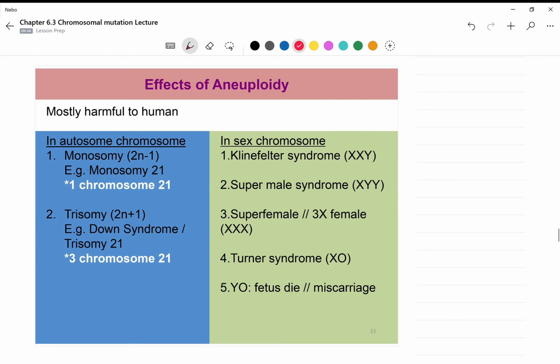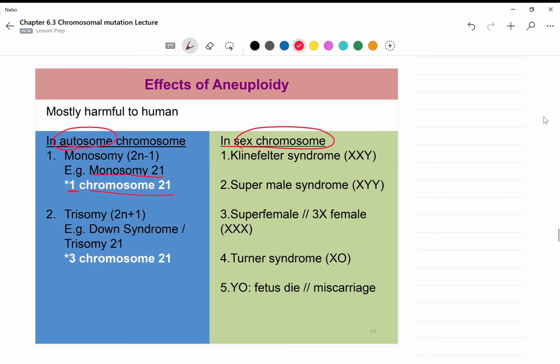Aneuploidy is very harmful to humans. We can look at the results in 2 different settings: if aneuploidy happens in autosomes or in sex chromosomes. In autosomes, the most popular one is what we call monosomy 21. Monosomy 21 means we only have 1 chromosome at chromosome number 21.